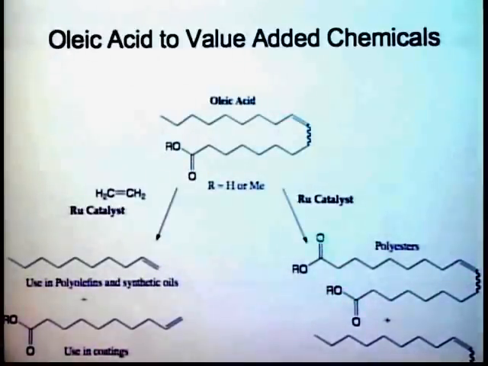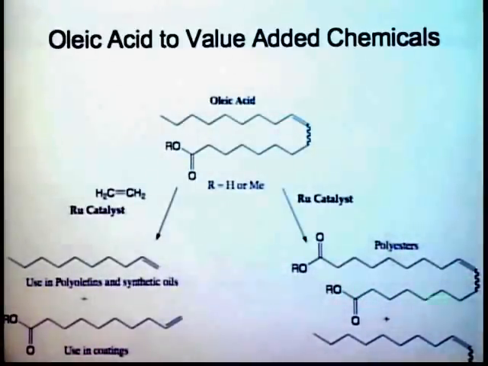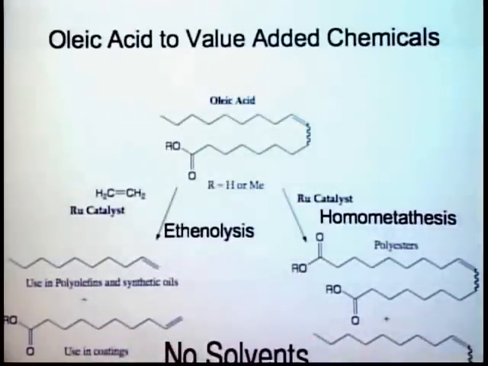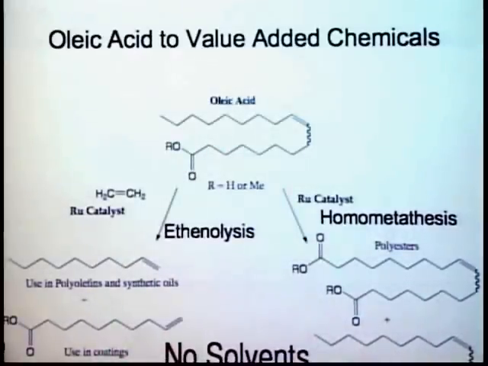So this turns out to be a diester, so you can make polyesters out of that. This turns out to be lots of things you can use in many other cases. Okay? And this is a nice clean chemistry because there's no solvents involved. So there's no competing reaction, so we can go to very high concentrations. So this is a really clean reaction.